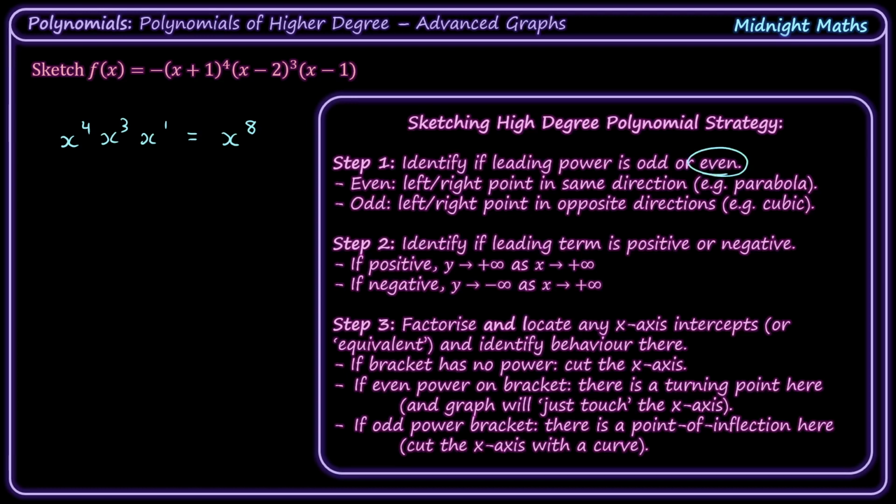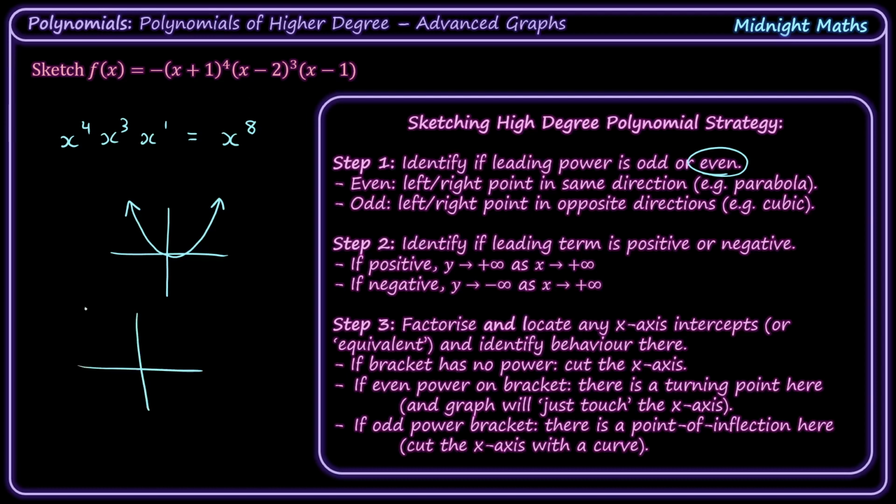And an even leading power tells us that the graph will start and end by pointing in the same direction. A good example to compare to, which we know is an even-powered polynomial, is a parabola. So we know from experience that parabolas look like this, right? So on the left and the right, they point in the same direction. And this can be extended to any high-power polynomial with an even leading power degree.